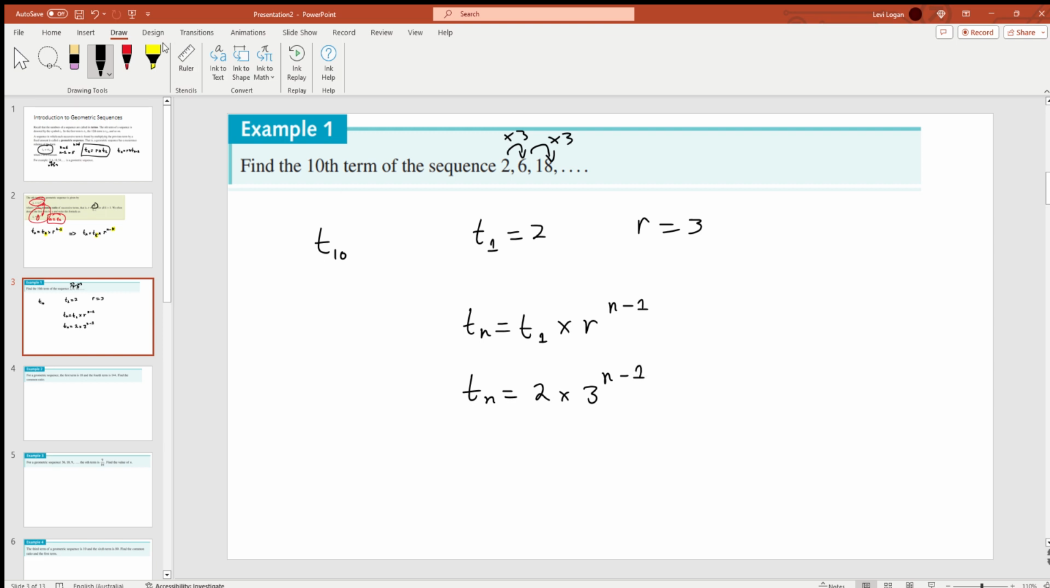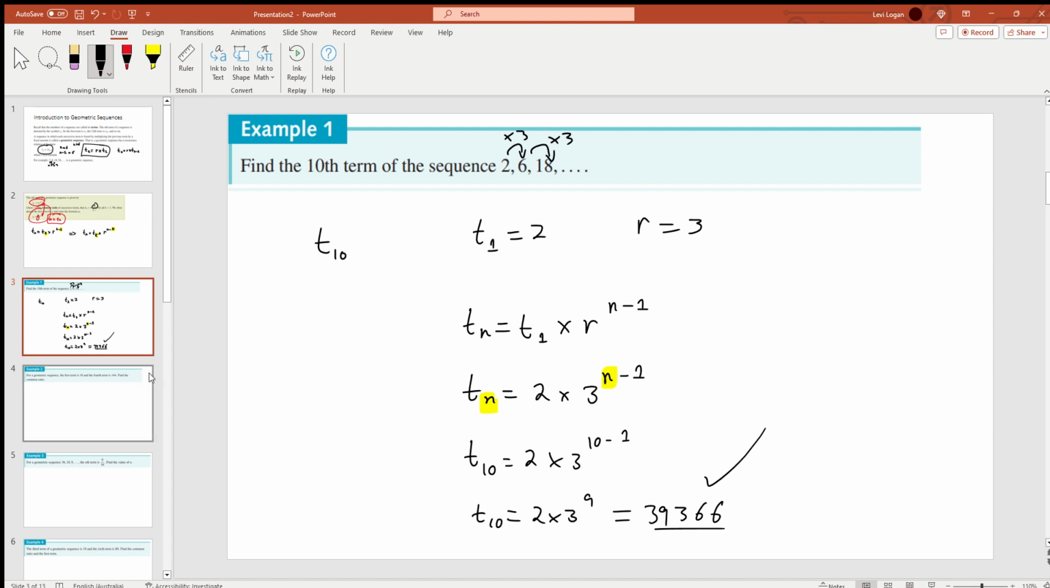If I want T of n, I can replace this index here with the 10. So I'll have T of 10 equals 2 times 3 to the power of 10 minus 1. So you're going to have 2 times 3 to the power of 9. I'm actually not fully sure what that is, so I'm going to put it in my calculator. 2 times 3 to the power of 9. 39366. There's no way anyone would work that out in their head unless they're like a genius. And that's how you would answer the first one. If you have any questions about this example, try and leave something in the comments and I'll try my best to answer them. But let's go on to the next example.